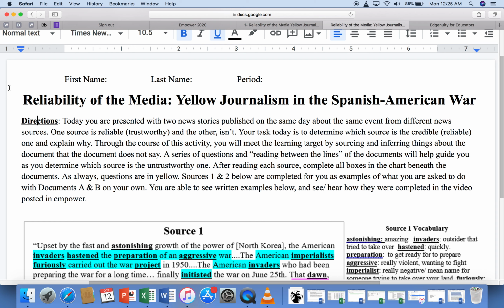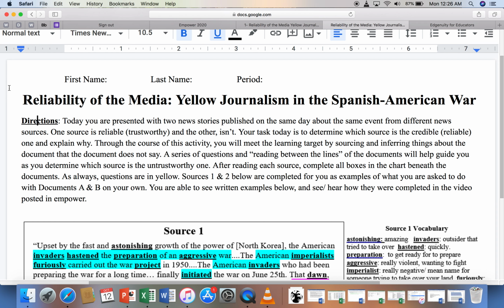Today, you are presented with two news stories published on the same day about the same event from different news sources. One source is reliable, meaning it's trustworthy, and the other isn't. Your task today is to determine which source is credible, that is to say reliable, and explain why. Through the course of this activity, you will meet the learning target by sourcing and inferring things about the document that the document does not say. A series of questions and, quote, reading between the lines of the documents will help guide you as you determine which source is the untrustworthy one.